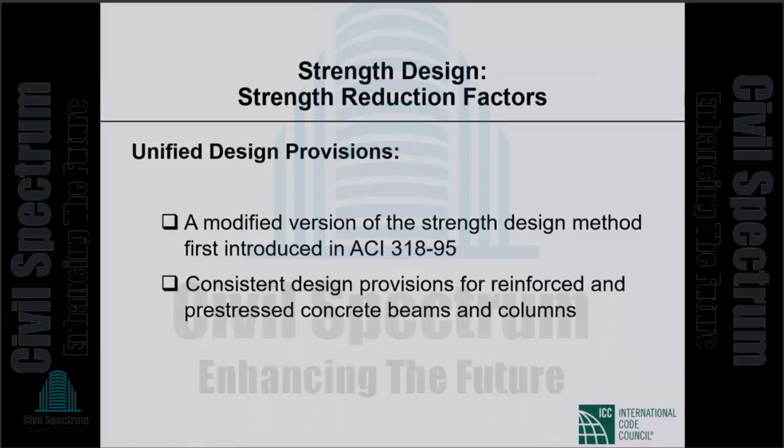Okay, so up to that is the basic strength design that we have had since 63. From 56 to 63, significant changes were made in strength design, but from 63 onwards, details have changed, but we stayed with the same strength design basically. But then came unified design provisions in relatively recent times, ACI 318-95. A modified version of the strength design method was first introduced in ACI 318-95.